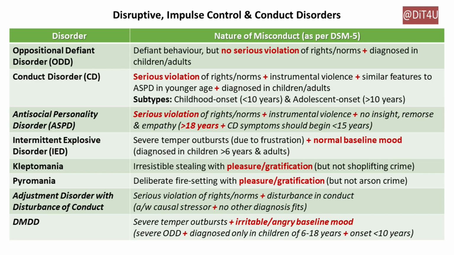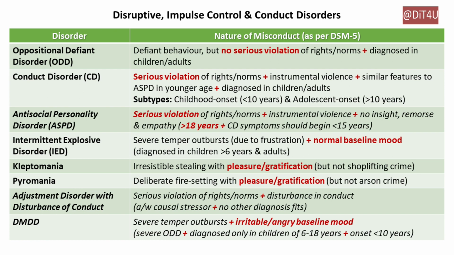Disruptive impulse control and conduct disorders. Oppositional defiant disorder, or ODD: defiant behavior. That means if you tell them something, they'll do the opposite. Okay, but no serious violation of rights or norms. Don't go around vindictively attacking people. And another thing about ODD, it can be diagnosed in both children and adults.